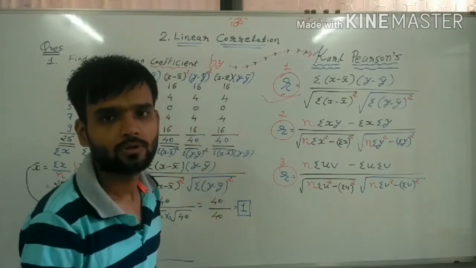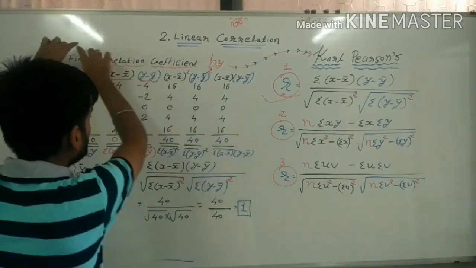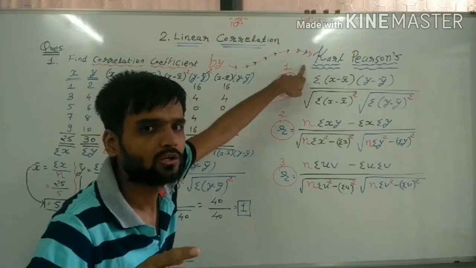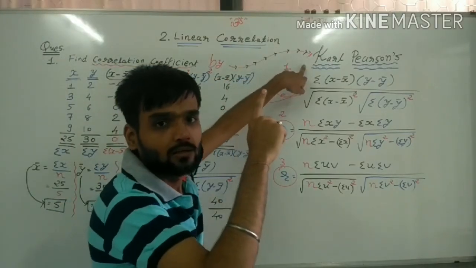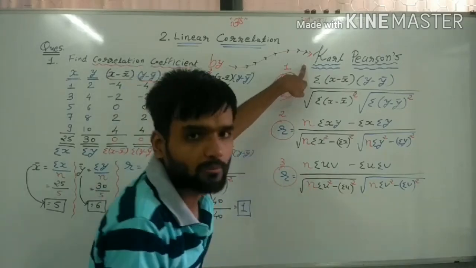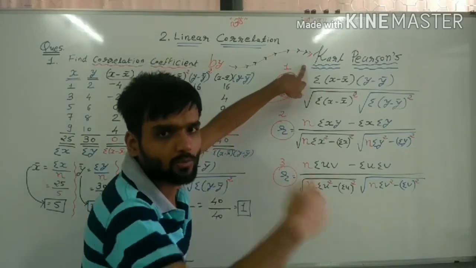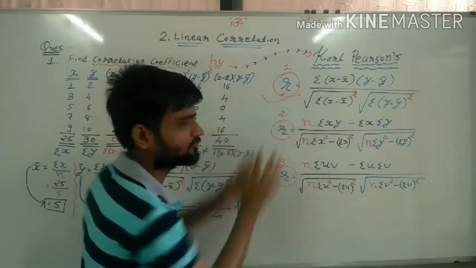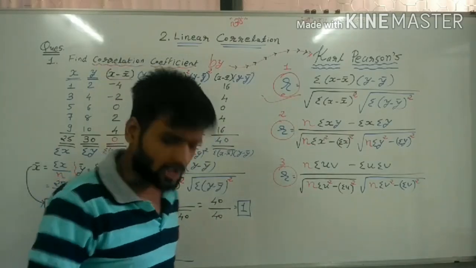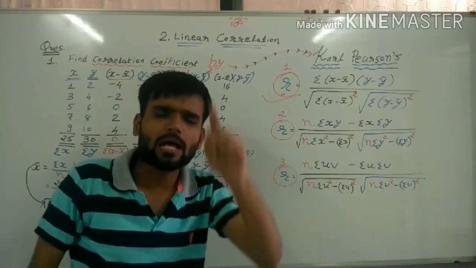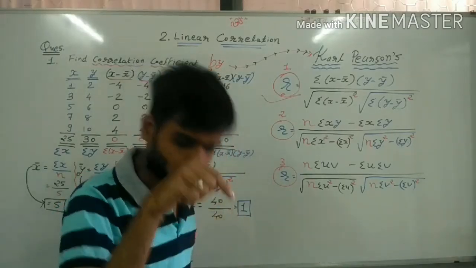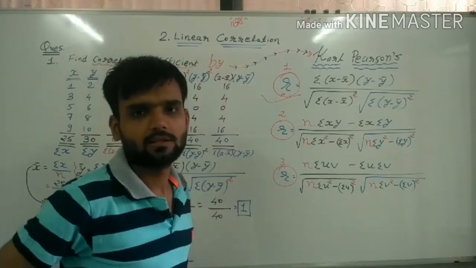Now, here the question is given: find correlation coefficient by Karl Pearson method, or by Karl Pearson's product moment method, or product moment method. In all these three situations, we can use any of the three formulas. If you use any formula, your answer will be the same. To understand that, today we are starting with this sum.